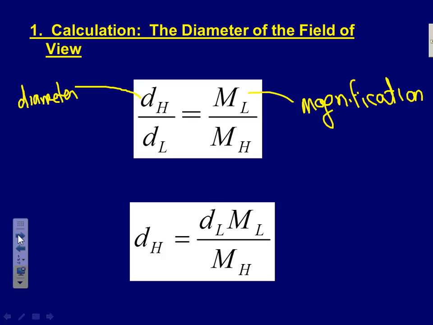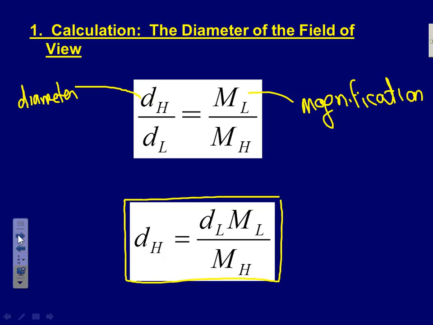When we rearrange this equation, this one right here allows us to find how the diameter changes when we have a different magnification. So this says the diameter of the high is equal to the diameter of the low, if we know what the low is, and then we have to multiply it by the magnification of the low divided by the magnification of the high. Notice the letters are opposite. Diameter high, diameter low, magnification low, magnification high.